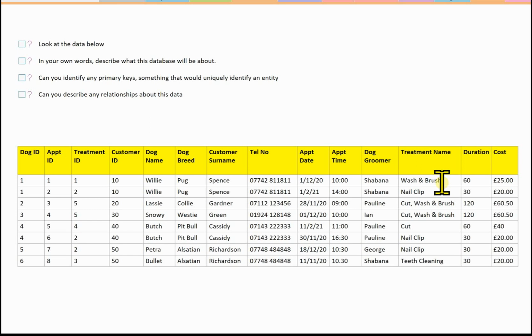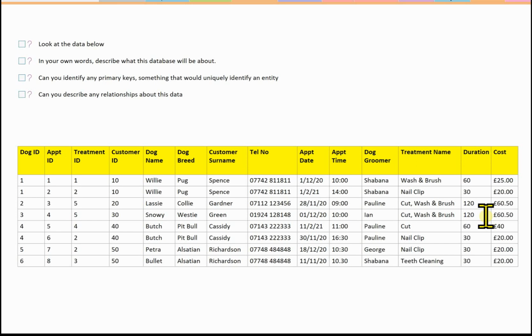And then let's just have a look at the duration and the cost. So let's have a look at nail clip. That's 30. Have we got any other nail clips? Yeah, that's 30. And then if we look at the cost as well, nail clip is 20, nail clip is 20. That cut, wash and brush, that's 60/50. So the treatment ID identifies the name, the duration and the cost.